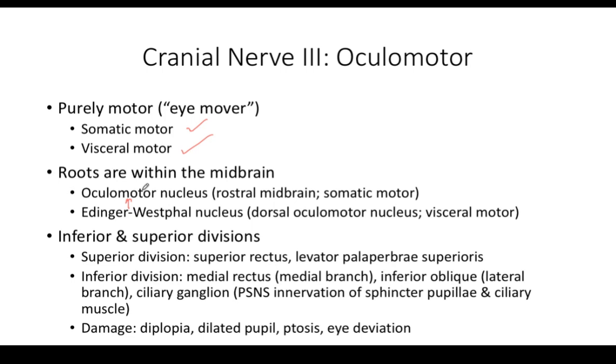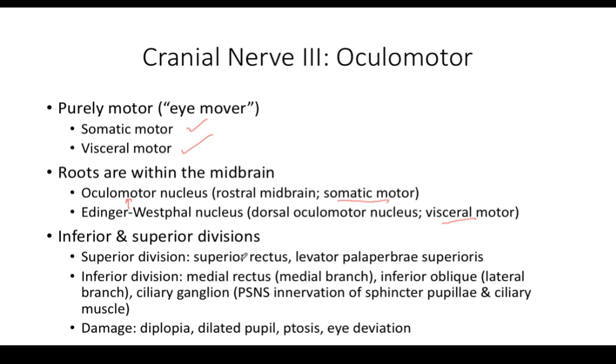And then the Edinger-Westphal nucleus is on the dorsal part, or the back part, of the oculomotor nucleus. So think of it as a nucleus within a nucleus, a brain center within a brain center. Now, the Edinger-Westphal nucleus is where you have visceral motor projections, and I'll talk about that in a moment, versus the oculomotor nucleus overall is where you get the somatic motor projections. Now, when the oculomotor nerve approaches the orbit, it branches into inferior and superior divisions.